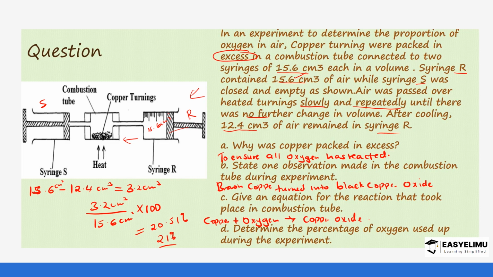I hope you have been able to understand how to use burning copper in air as a way to show the active part of air. So for the next lesson, we are going to do burning of phosphorus in air as well to see how we can get the active part of air when we do that experiment.